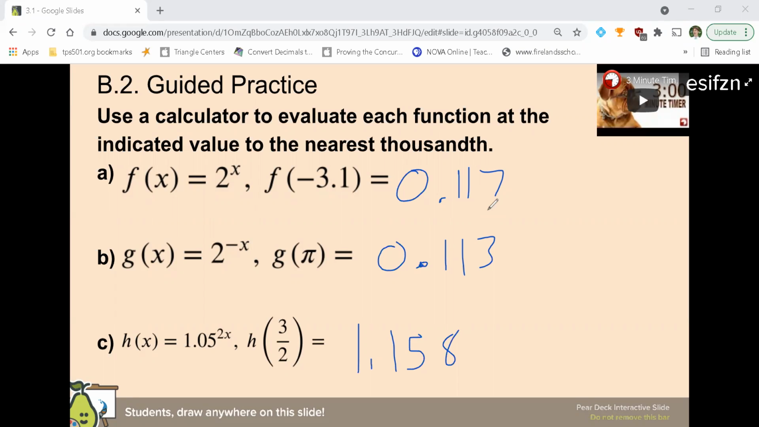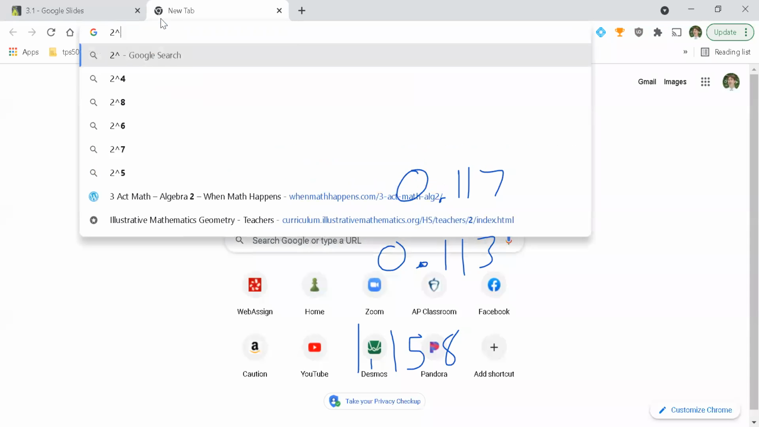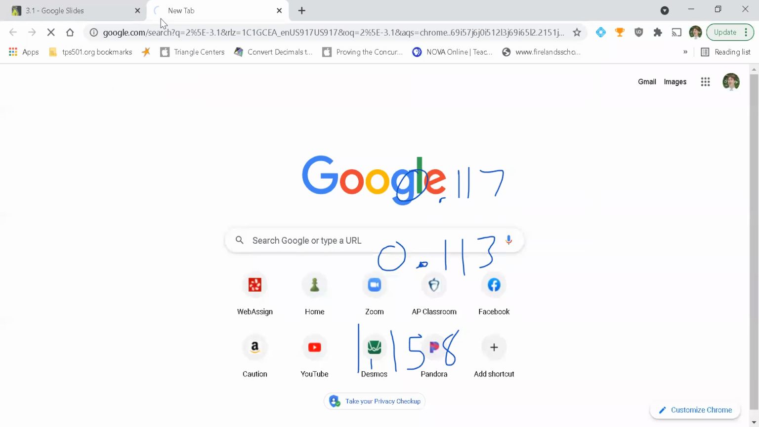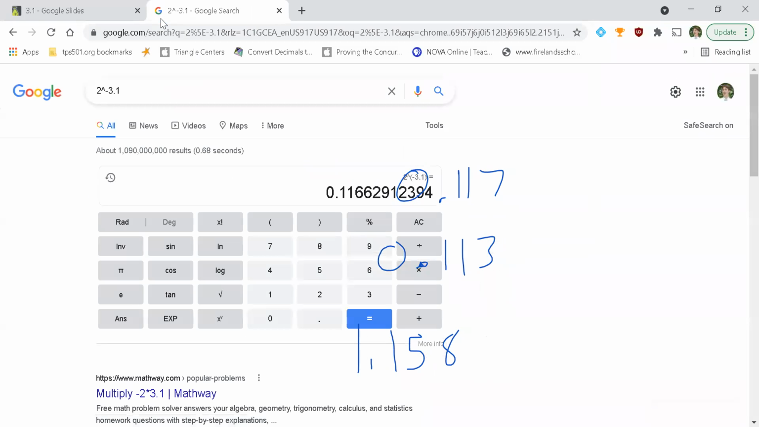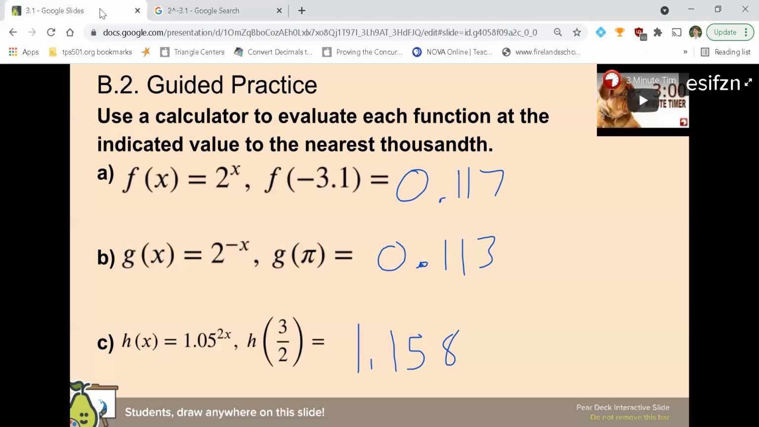Questions about this? Are we okay? You just type it into your calculator, 2 to the negative 3.1 power. Or you can really just Google it, 2 to the negative 3.1. All right.